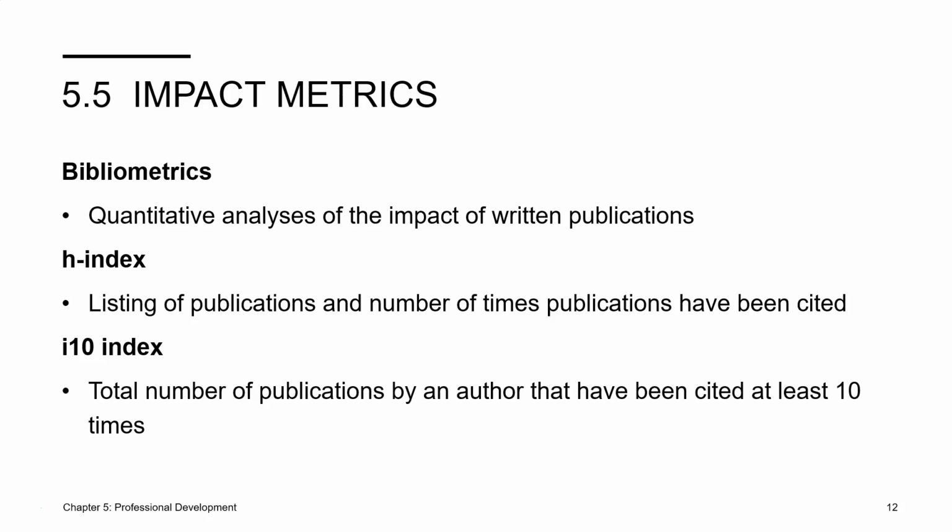Another is the i10 index, which is the total number of publications by an author that have been cited at least 10 times. So you can look up, say, all the faculty at our institution through Google Scholar, and then you can see their H index and i10 index there.